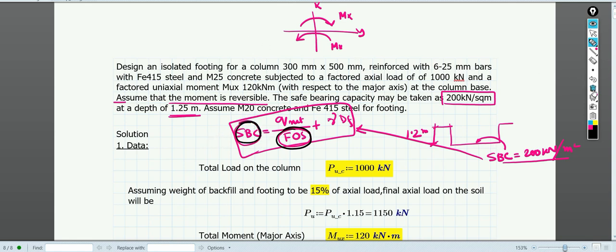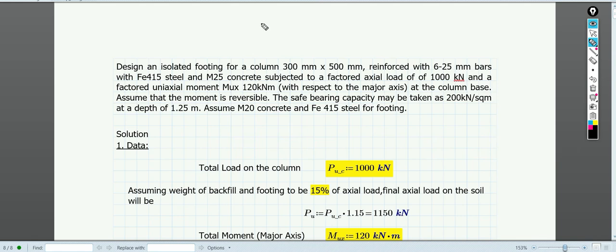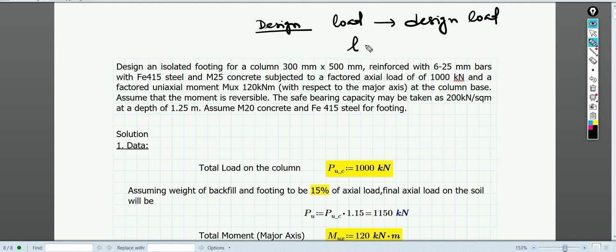Now the thing is, while we design a building, while calculating the load, we calculate the design load, right? Design load. And what is design load? Suppose design load, LD, is that, let me write it somewhere else.